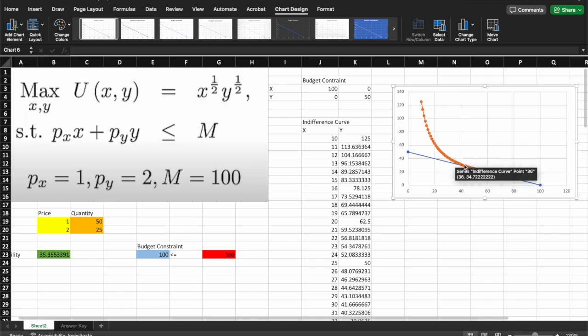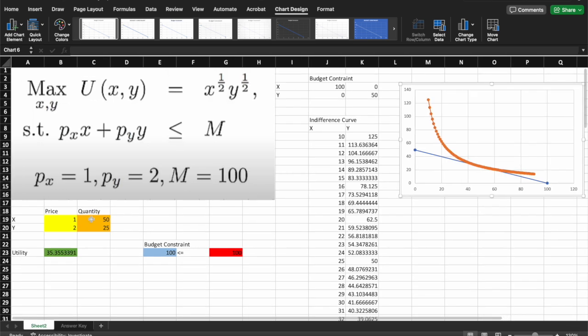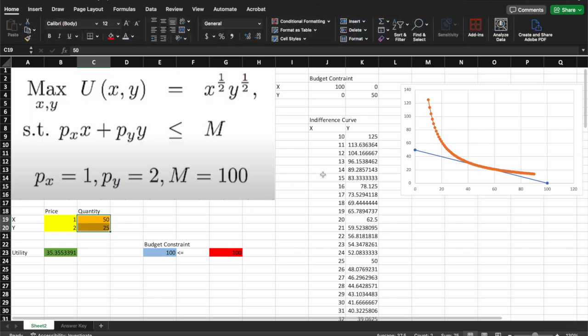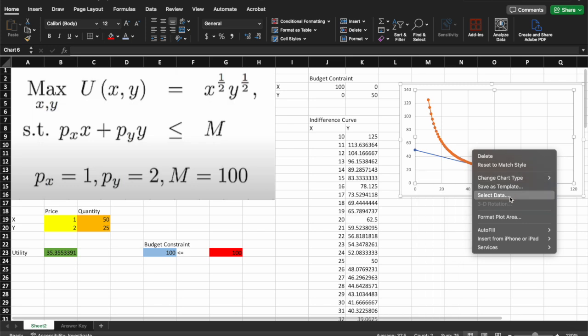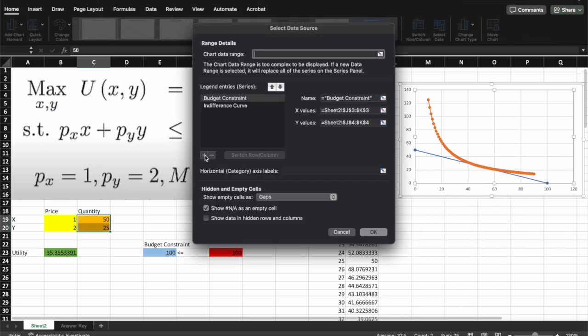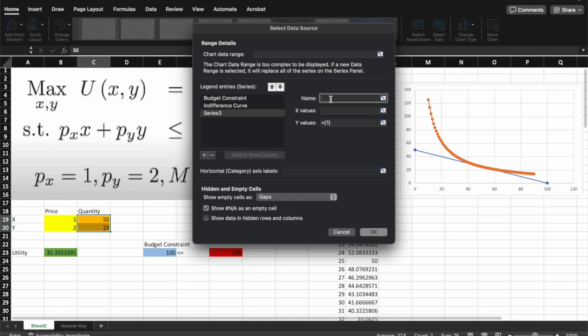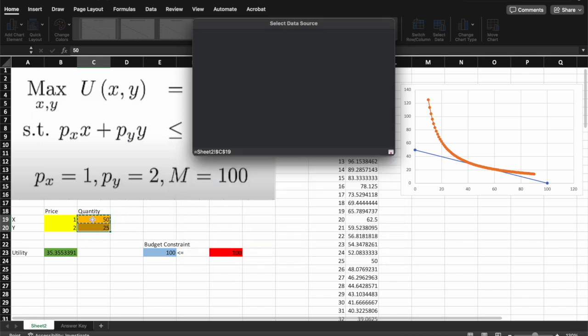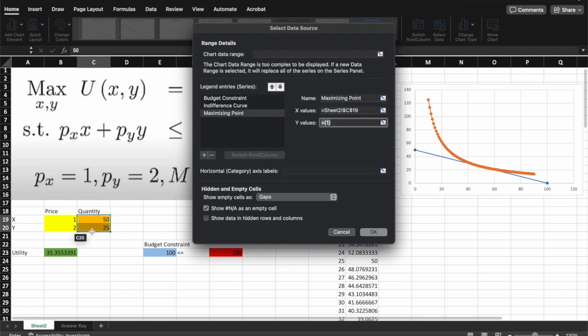We can see that there's some point right in here in which these two things, the budget line and our indifference curve, are tangential to each other. We already know what that point is. That point right here is 50 and 25. So let's plot that point here so that we can see the utility maximizing point on top of this. We'll just add one more series. We'll call this maximizing point. For the x value, we'll select the x, and for the y value, the y.